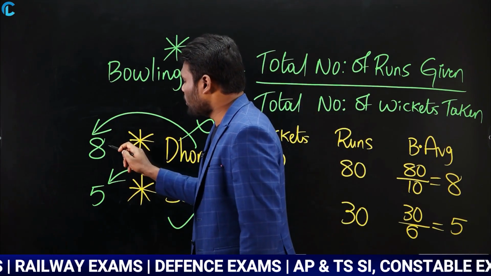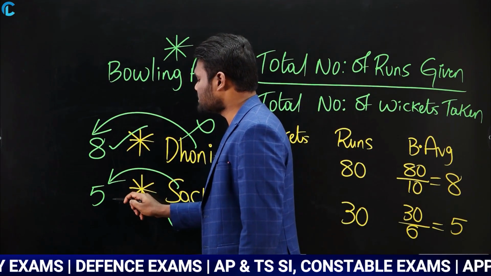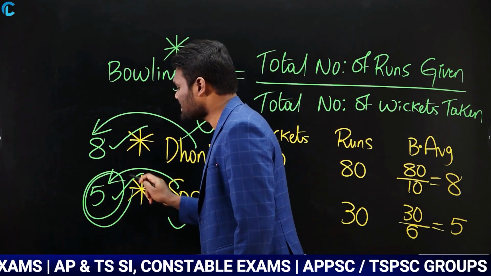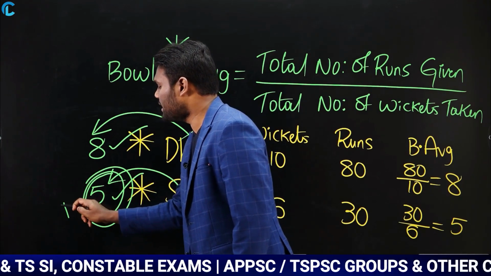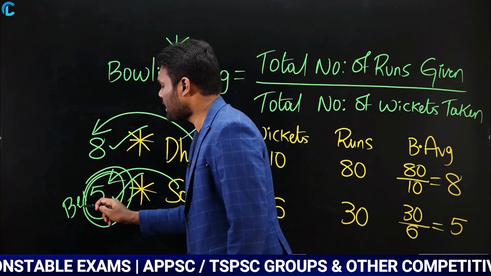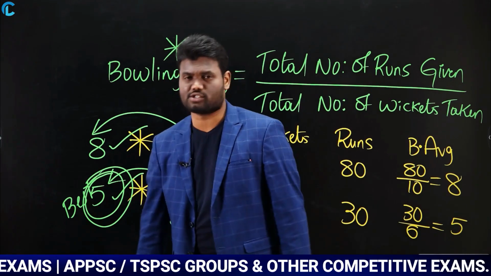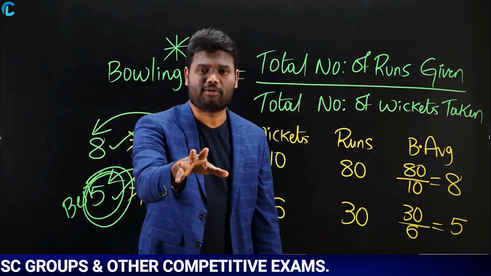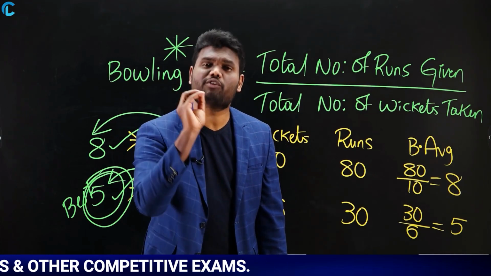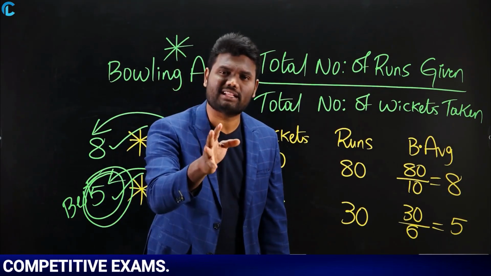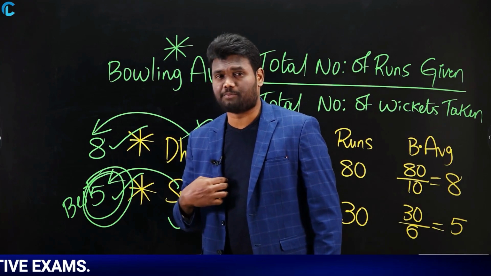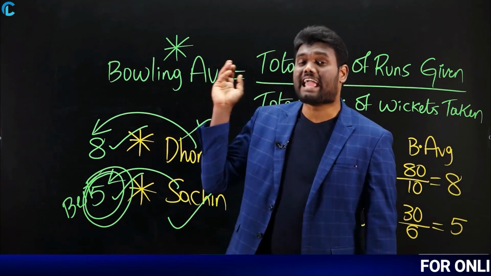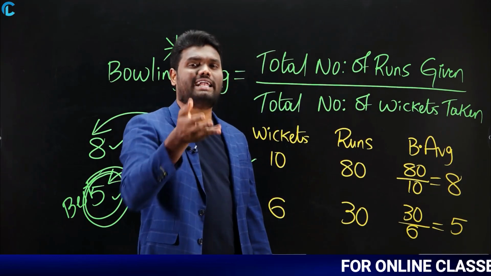Here Dhoni is 8, whereas Sachin is 5, which means Sachin's bowling average is less, so Sachin is the best bowler compared to Dhoni. Why? Because Sachin takes a wicket after giving every 5 runs. He will give 5 runs, he will take a wicket. But Dhoni takes a wicket after every 8 runs. He will give 8 runs and he will take 1 wicket.